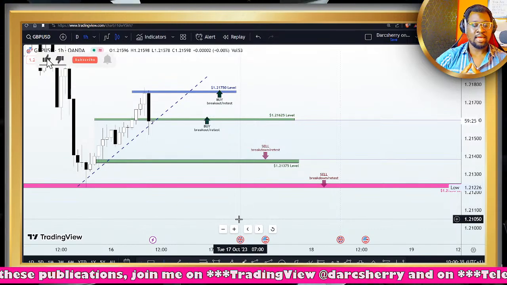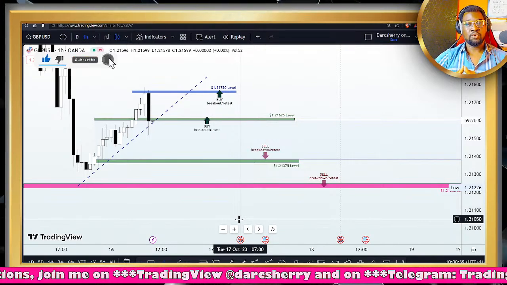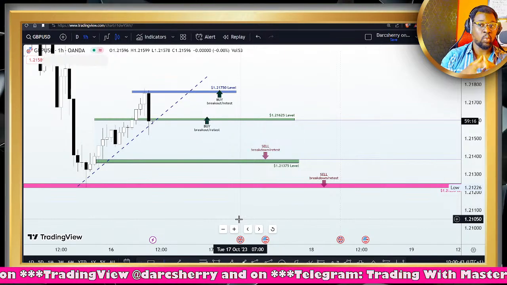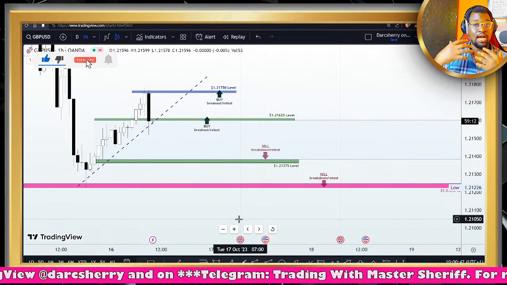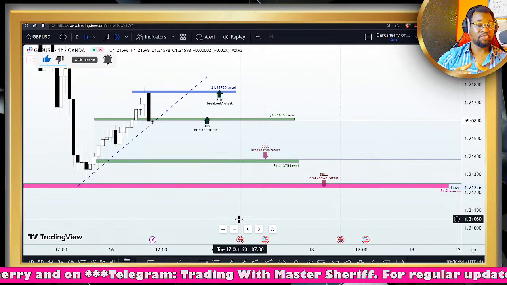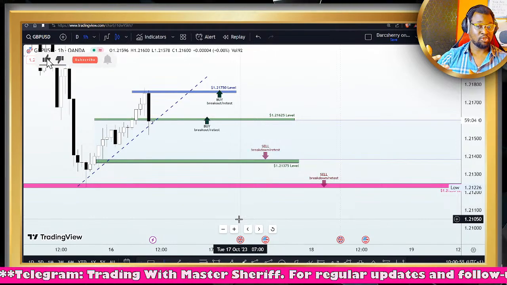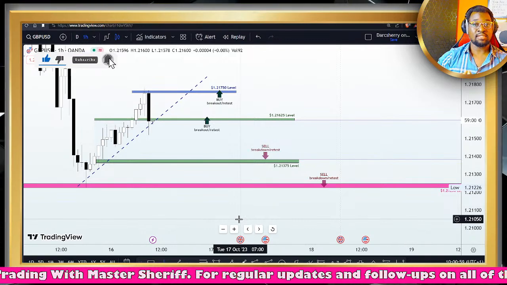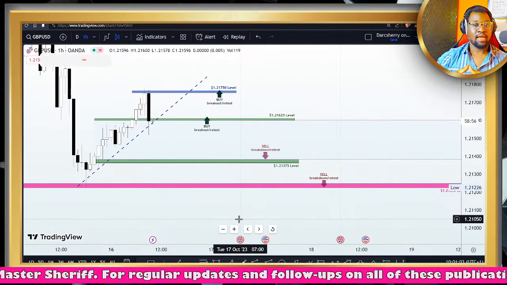But trust me, I will be with you in the comment section of both my TradingView and Telegram platforms to give you updates as at when due. So at this point in time, I still remain very bullish. I'm buying right now, hoping to add more buy positions above the 1.21750. But if it happens that we get taken out of our buy positions and continued selling pressure persists below this ascending trend line, then we'll have no other choice than to join a bearish move.